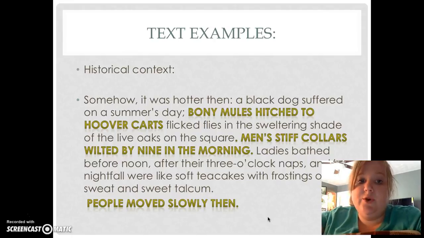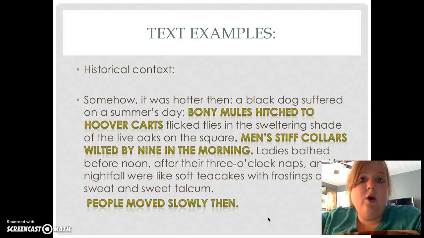Bony mules hitched to Hoover carts flicked flies in the sweltering shade of the live oaks on the square. Men's stiff collars wilted by 9 in the morning. Ladies bathed before noon after the 3 o'clock naps, and by nightfall were like soft tea cakes with frosting of sweat and sweet talcum. People moved slowly then.